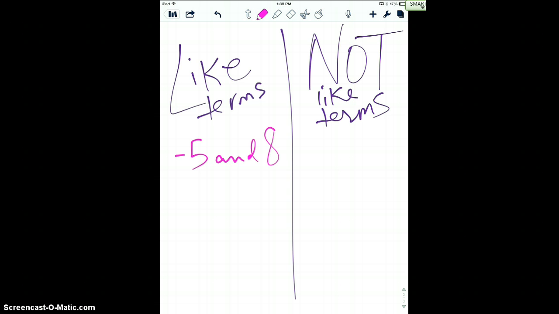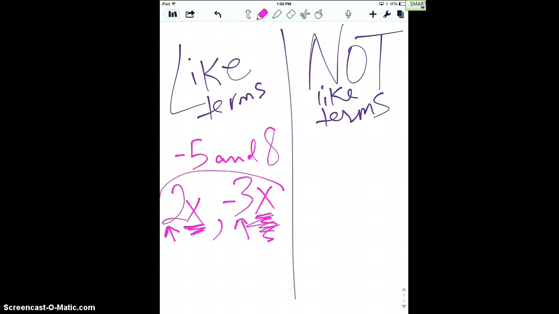Let's see an algebraic term. So let's do something like 2x, and I'm just going to use a comma instead of "and". And -3x. These are like terms because they both have an x, saying there's 2 x's here, and there's -3 x's here. So how many total x's do we have sitting there? Well, if we combine those, it's really -1x.